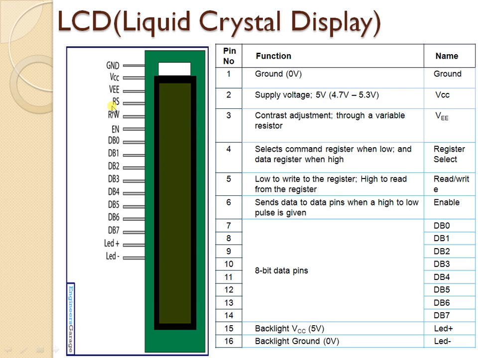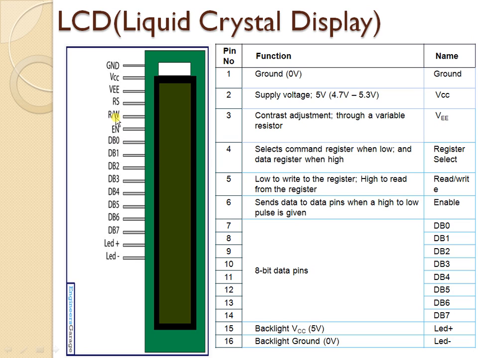If you want to send a command to this LCD, then this register select should be programmed to 0. If you want to send data, then this should be programmed to 1. It means you have to send logic 0 or logic 1 through this particular pin. If you are sending logic 0, then the LCD treats the incoming information as a command. If you are sending logic 1, then the LCD treats the incoming information as data.